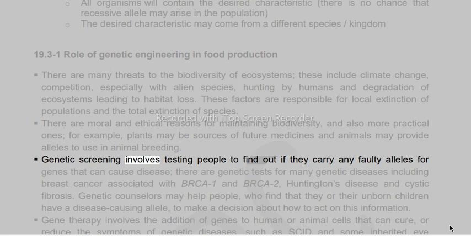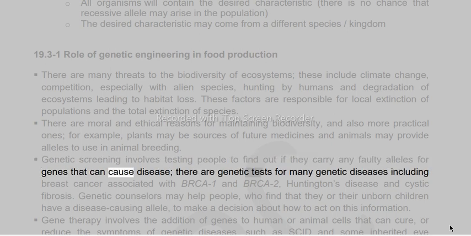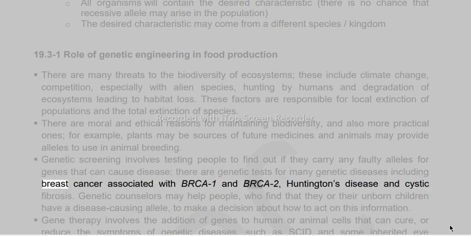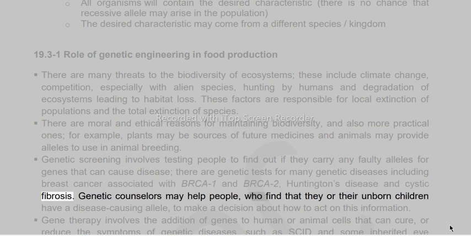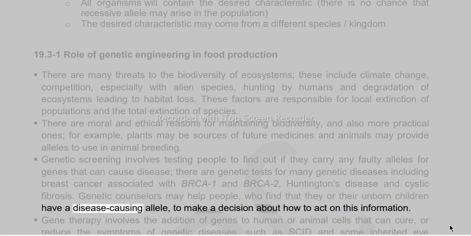Genetic screening involves testing people to find out if they carry any faulty alleles for genes that can cause disease. There are genetic tests for many genetic diseases, including breast cancer associated with BRCA1 and BRCA2, Huntington's disease, and cystic fibrosis. Genetic counselors may help people who find that they or their unborn children have a disease-causing allele to make a decision about how to act on this information.